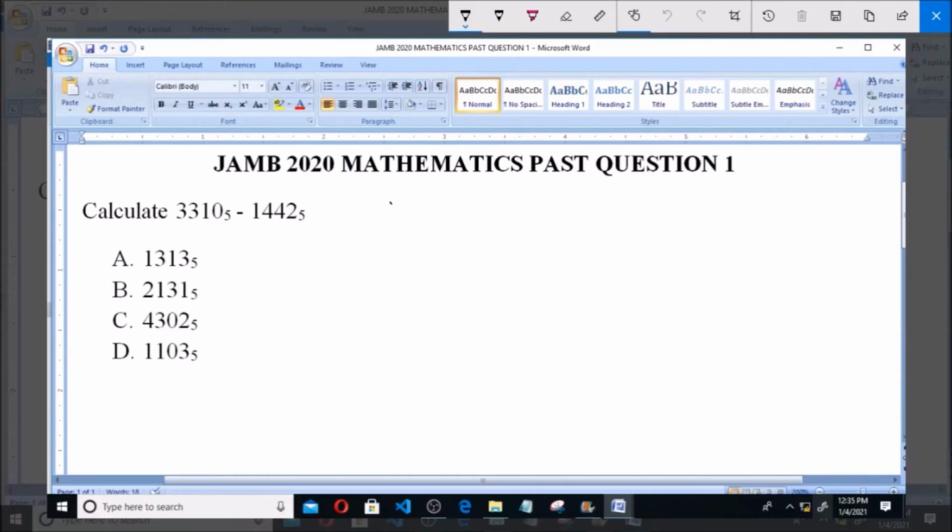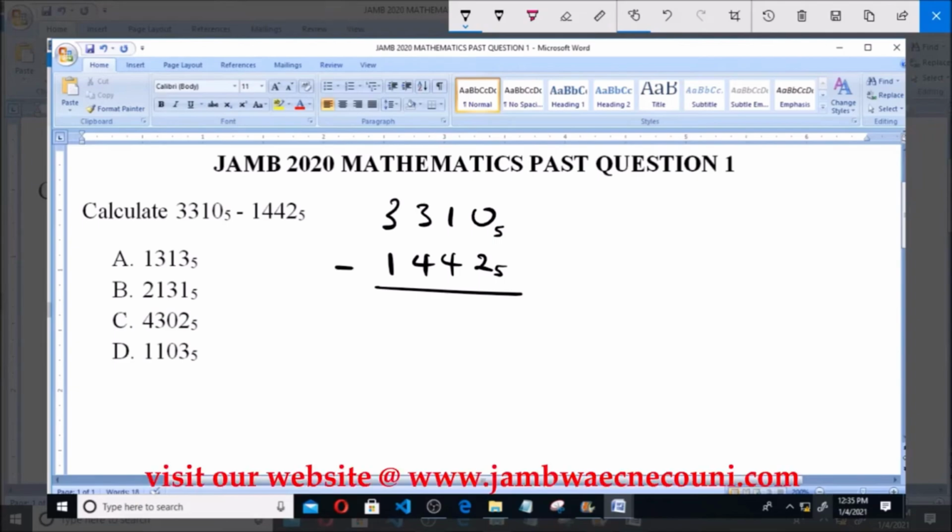So let's calculate 3310 in base 5 minus 1442 in base 5. Now the options are given to us. We have 1313 base 5, 2131 base 5, 4302 base 5, 1103 in base 5.